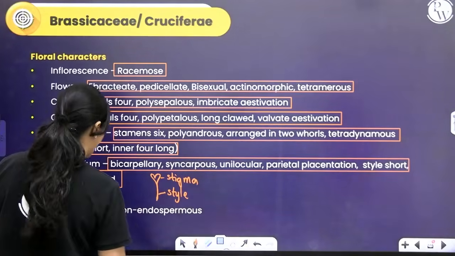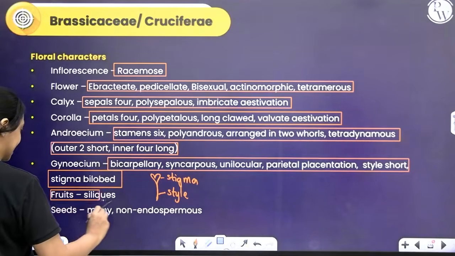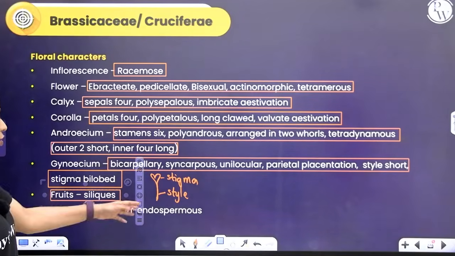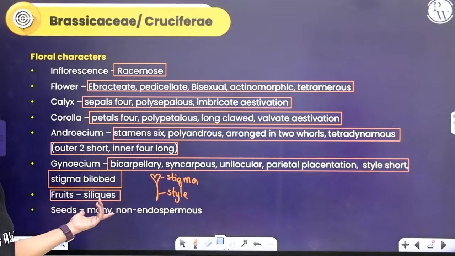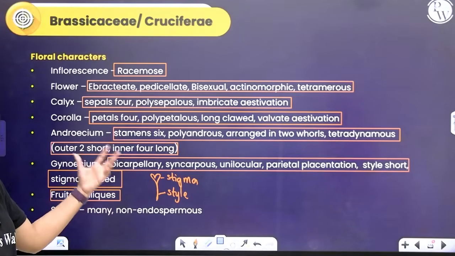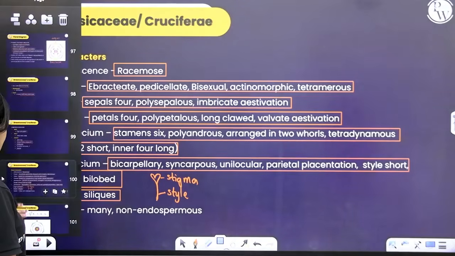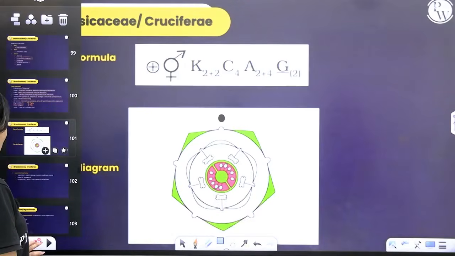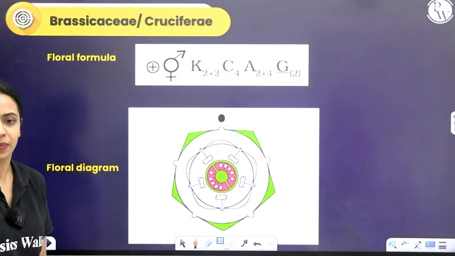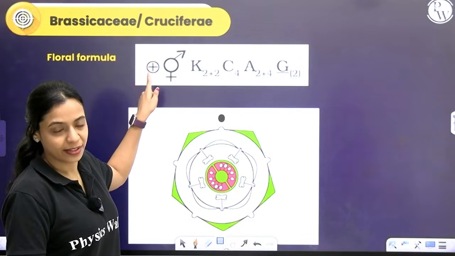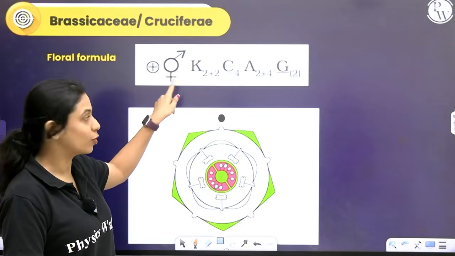The fruits here are called calyx. And you have many seeds that are non-endospermous. We studied mustard seed as an example of non-endosperm dicot seed as well, if you remember, right? So that's about your mustard. Mustard family characters. Now let's look at its floral formula and floral diagram. We learned that it is actinomorphic. It's represented by this formula. It is bisexual. This is the formula.